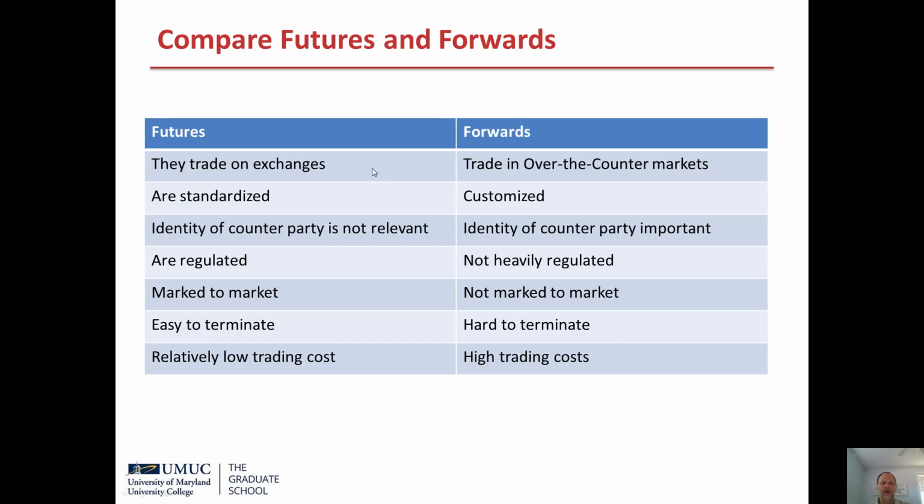Futures, on the other hand, trade on exchanges like the Chicago Mercantile Exchange and the Chicago Board Options Exchange. They are all the same, they are standardized. Every contract on grain is the same as every other contract. The identity of the counterparty is irrelevant since there are tons of them and they are all standard. They are heavily regulated. They are marked to market, which we will discuss later, and they're easy to get out of. If you've got a long, you just buy a short to cancel it out. If you've got a short, you just buy a long to cancel it out. So there are relatively low trading costs.